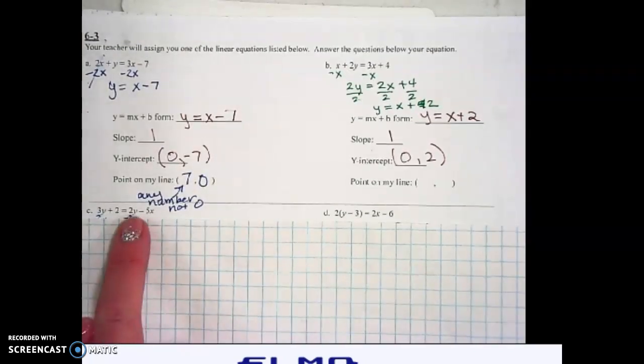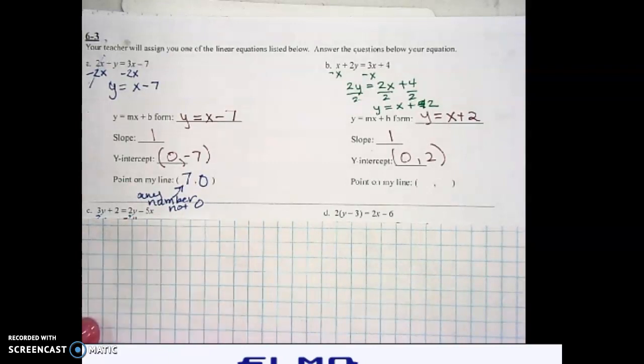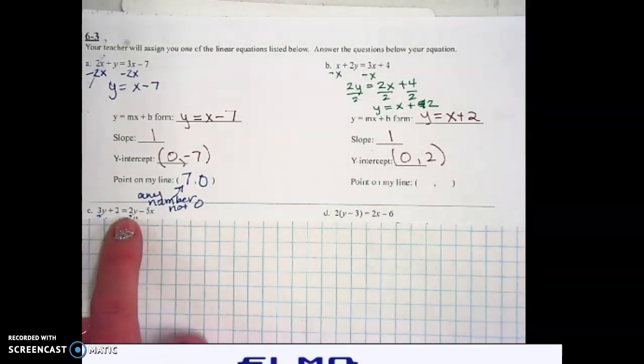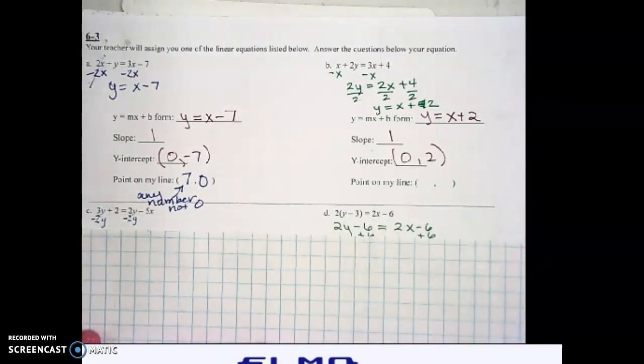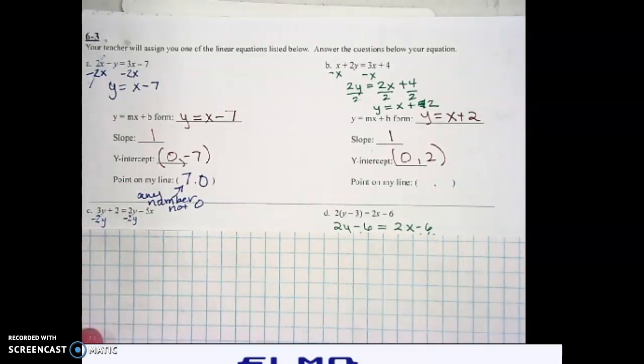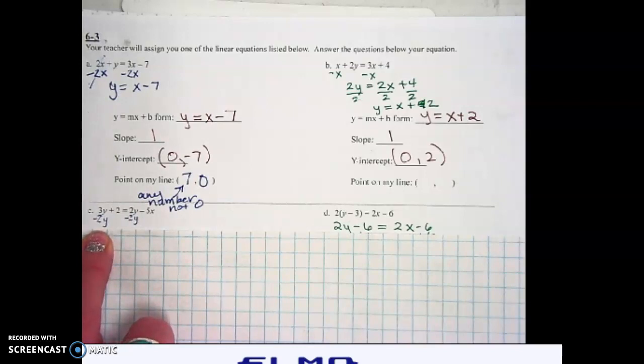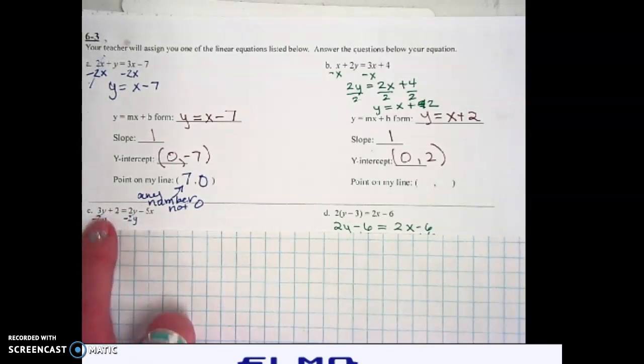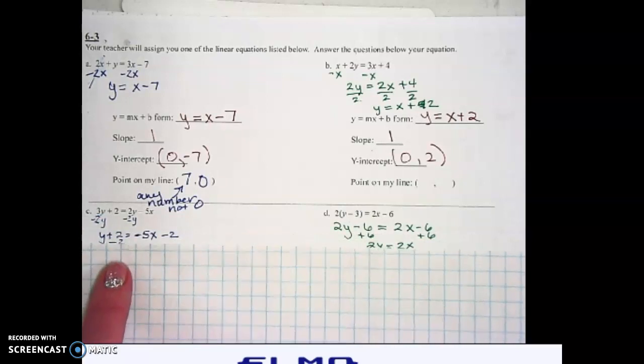Okay. Jump down to letter C. For letter C, we have 3y plus 2 equals 2y minus 5x. We need to get those y's on the same side. And we like them on the left for slope-intercept form. So I'm going to subtract 2y from both sides. So write minus 2y, minus 2y. What is 3y minus 2y? 1y. So we have y plus 2 on the left.